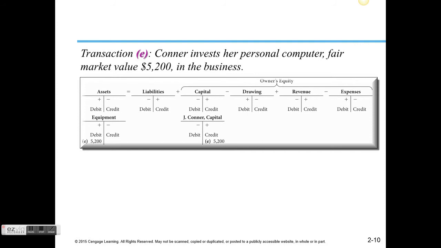In this example, we invest a personal computer, fair market value was $5,200. So I'm going to debit equipment, again, because I'm increasing the amount of equipment I have. And she invested it, so it's an additional capital investment. So her capital is going to increase by that $5,200.